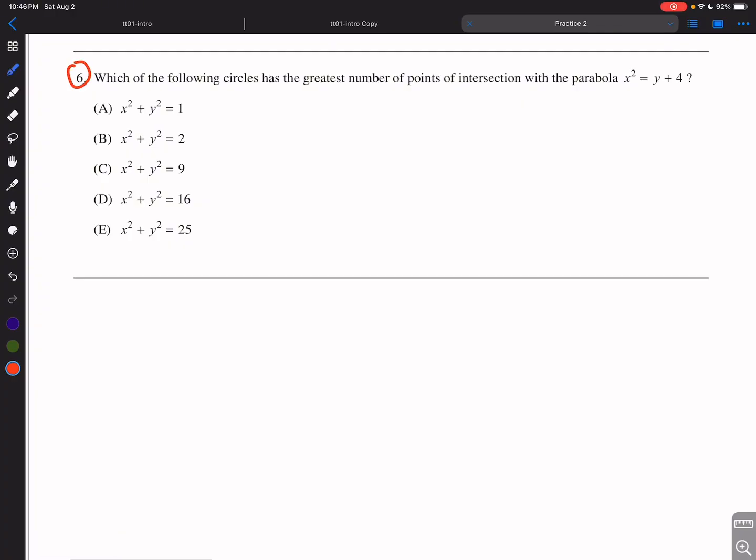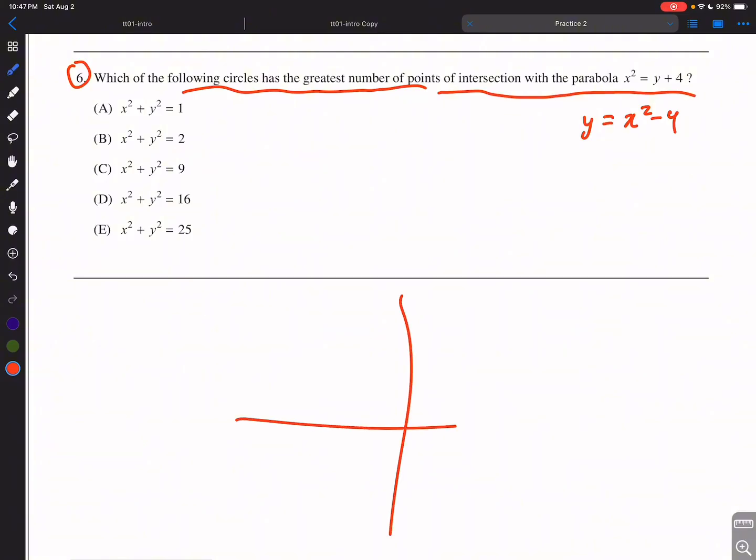This one asks us, which of the following circles has the greatest number of points of intersection with the parabola given by that? I think obviously we'd want to rearrange this. If we look at all the answer choices, then clearly we've got circles centered at the origin. So let's graph this.